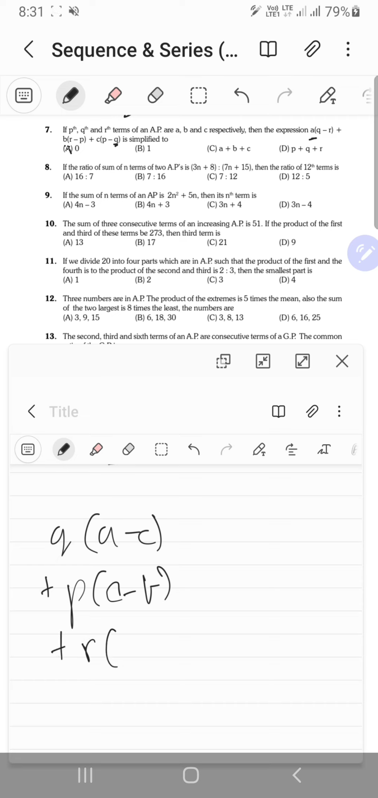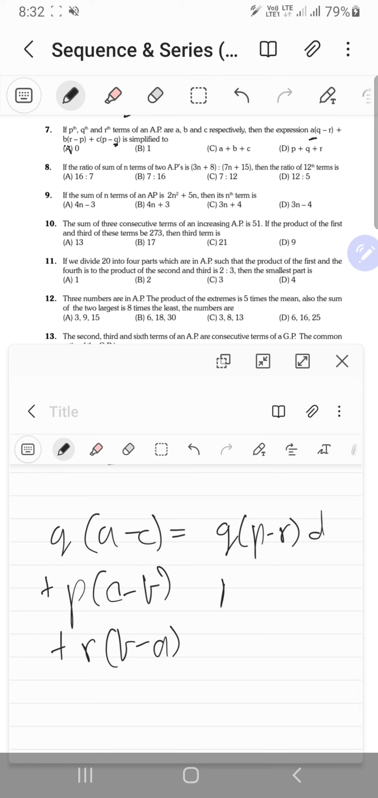So what does r have? It has negative a and b, so b minus a. Okay, cool. And then of course a minus c, that thing is p minus q, no sorry, p minus r times d. So this will be q times p minus r times d.